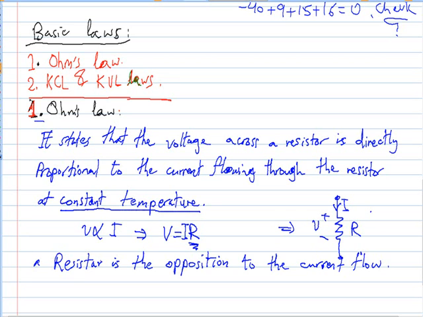What is a resistor? A resistor is the opposition to the current flow. If we apply a voltage across a conducting wire, say this is a copper, and I apply a potential difference across this wire, a current will flow, and this current is determined by its resistance, because the resistance of the copper is opposing the flow of current or the flow of charges through that wire.